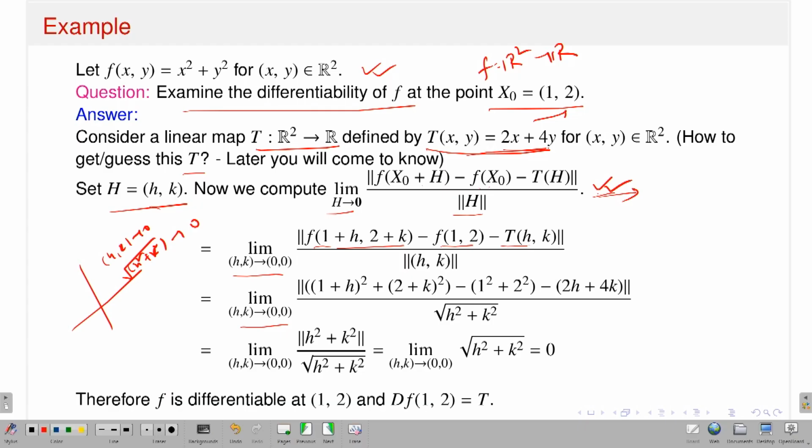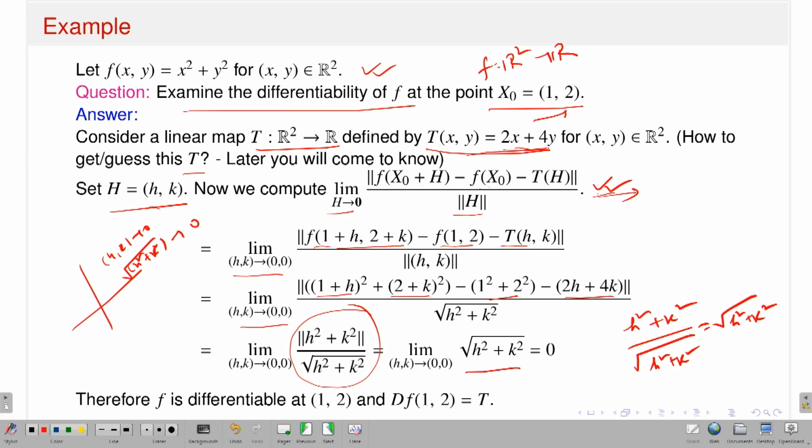Now the definition of the function is given, f of (x, y) is equal to x square plus y square. So what will happen? This is (1 plus h) whole square plus (2 plus k) whole square, that is the definition, minus 1 square plus 2 square, and minus the linear transformation I already said, the guessing part, 2h plus 4k. Do some algebra and calculation, and you will end up with this kind of object. Norm means nothing but modulus, so this is positive. In the numerator you will have h square plus k square, and in the denominator the square root of h square plus k square. So what we will have? Only the square root of h square plus k square.